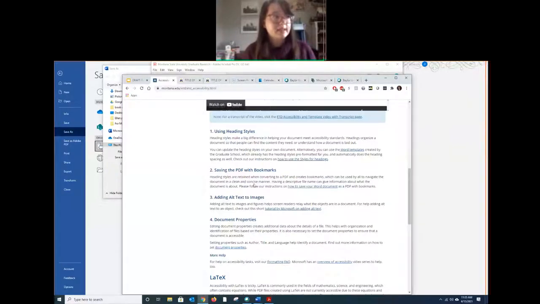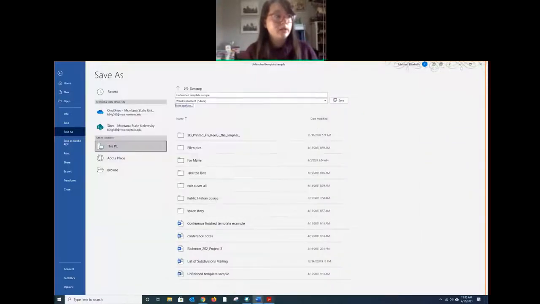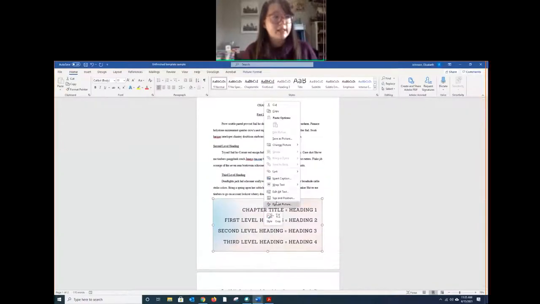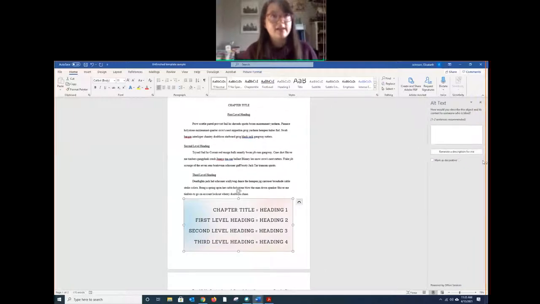Other accessibility tasks we ask of students that are easy but important is adding alt text to images. This is usually pretty easy in Word. Often you'll just have to right-click an image, find Edit Alt Text, and then write a 1 to 2 sentence description explaining what this image is so that when screen readers come across it, it knows what to explain to the reader.